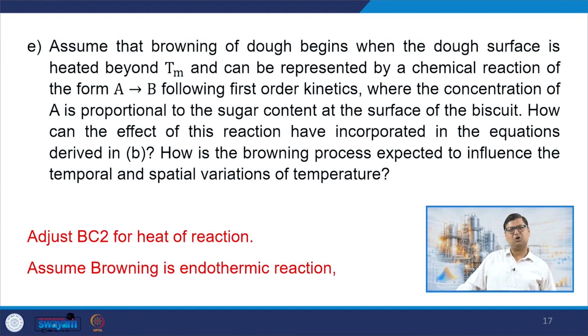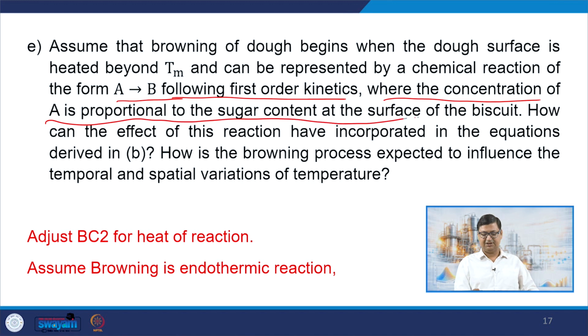Now let us look at one last problem, that is assuming that the browning of dough begins. I told you in the very beginning that if I wait long enough, then we start to have this Maillard and caramelization reaction. So let us assume that the browning of dough begins when the dough surface is heated beyond a certain temperature Tm. That can be represented by a chemical reaction of the form A to B following first order kinetics, let us say, where the concentration of A is proportional to the sugar content at the surface of the biscuit, right. So, we are assuming that this is the sugar that is basically getting burnt and giving rise to that browning effect, right.